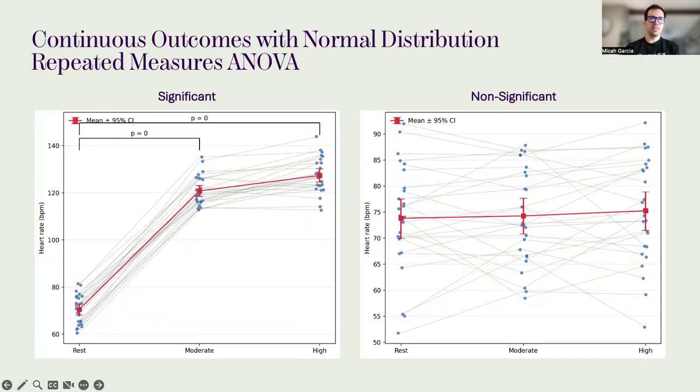Okay, so on the left here, we get a repeated measures ANOVA with a p-value less than 0.05, and then the pairwise comparison shows that the rest heart rate was lower than the moderate intensity portion, and the rest heart rate was lower than the high intensity portion, but we don't see a difference in heart rates between the moderate and the high. On the right, we have a non-significant result, so a p-value of 0.05, and here you see those means are all overlapping, so there's no significant difference in heart rate depending on the timing it was collected.